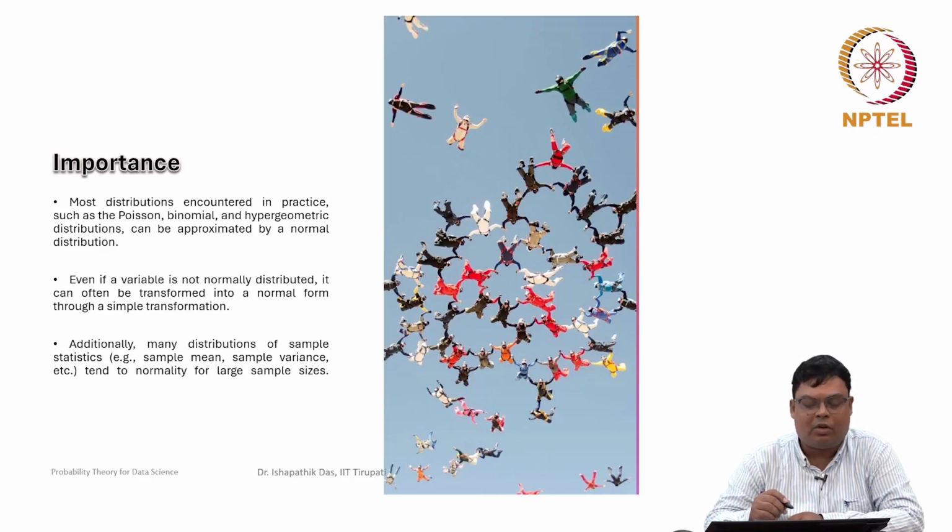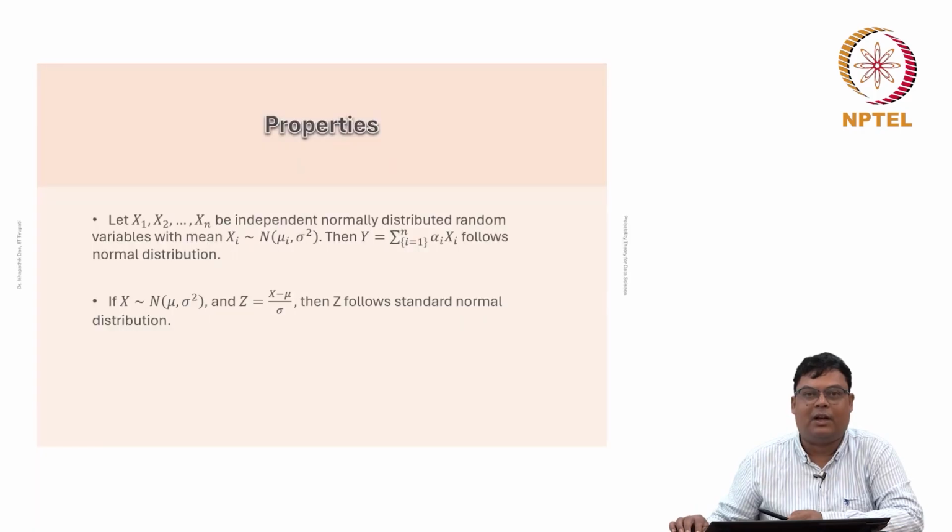Even if a variable is not normally distributed, it can often be transformed into a normal form through a simple transformation. Additionally, many distributions of sample statistics will be very important later on, when we discuss the sampling distribution in statistical inference. For example, what will be the distribution of x bar, and what will be the distribution of the sample variance S square? Most of the sample S square will be the square of a normal distribution, which is known as the chi-square distribution. The sample mean is normally distributed whenever sample sizes are large.